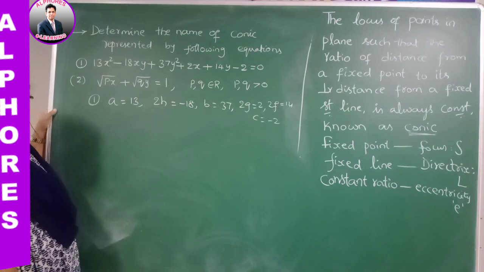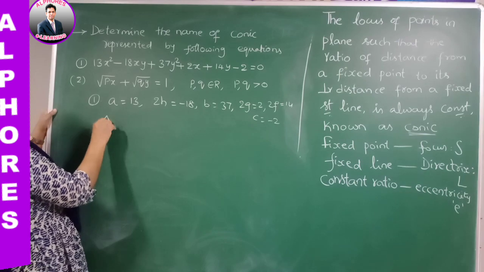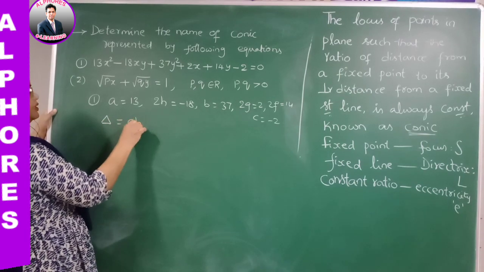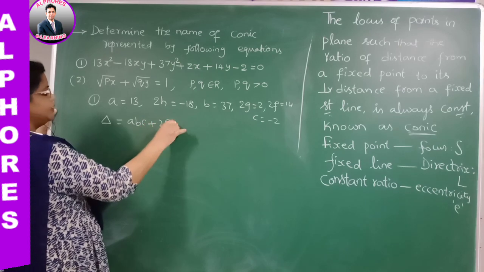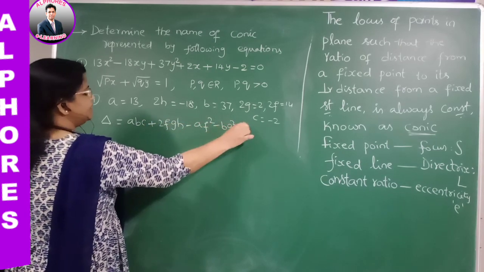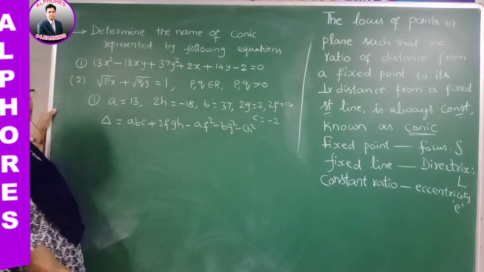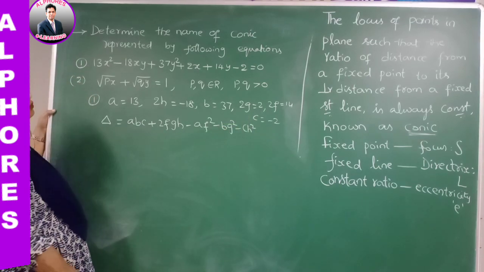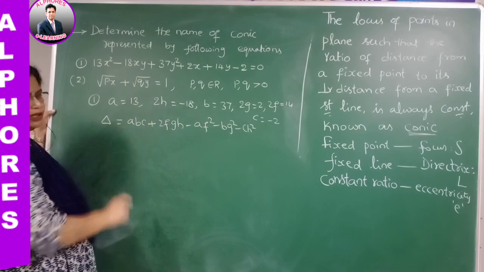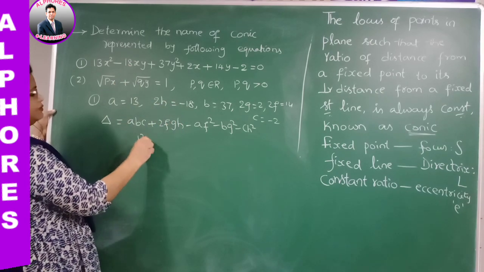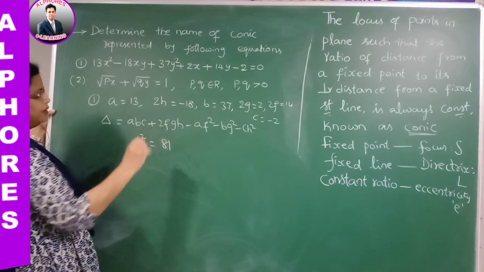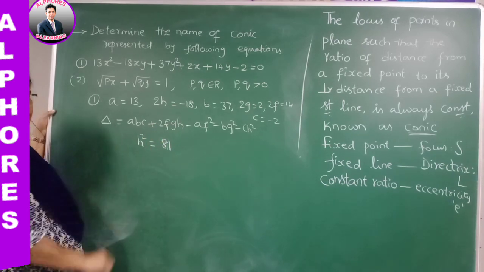And after that you have to check whether the delta value is 0 or not. What is delta? abc plus 2fgh minus af square minus bg square minus ch square. Before that you can observe one point, that is the h square value. h is minus 9. h square means what is the value? It is 9 into 9, so it is 81. Directly we can write this is our h square.